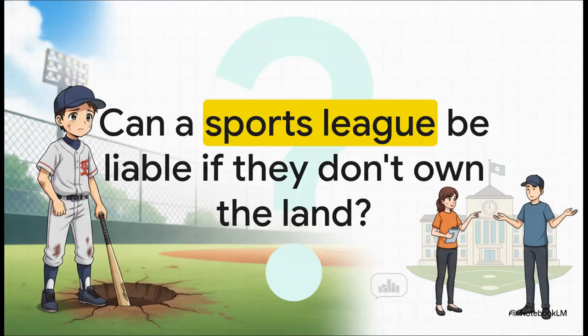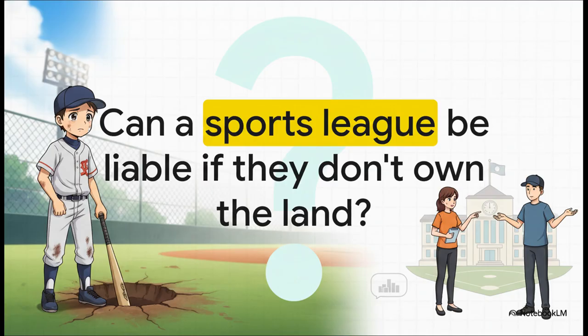Let's pivot slightly to municipal premises liability with the People's case and see who actually owes the legal duty of care. A kid is injured playing on a dangerous, hole-filled baseball field owned by the city, but it's being operated for the day by a private youth baseball league. The league says, look, we don't own the land, so we don't owe any duty to maintain it.